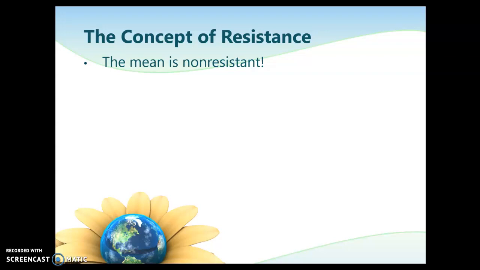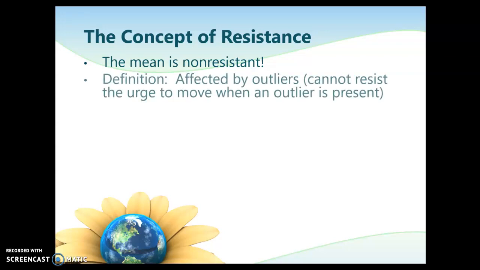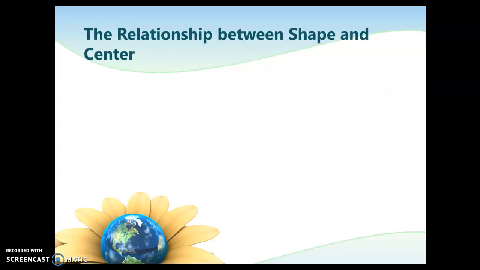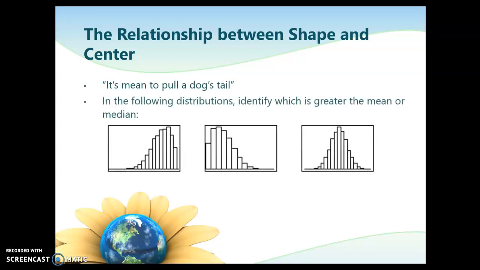So if you have a high outlier, that mean is going to be pulled in the direction of that outlier. If you have a low outlier, that mean is going to be pulled down in the direction of that low outlier. One way to help you remember this is that it's mean to pull a dog's tail, meaning the mean will always be pulled in the direction of the tail of a skewed distribution or in the direction of an outlier. So to be non-resistant means that it cannot resist the urge to move. It will be affected.